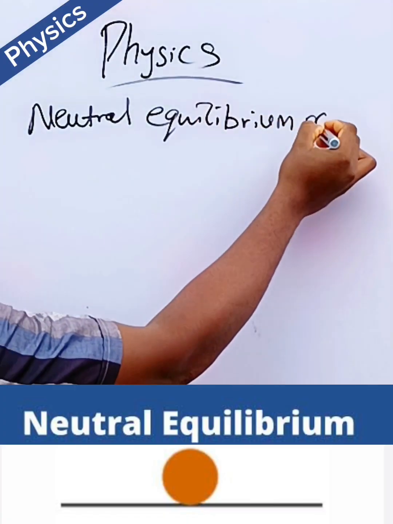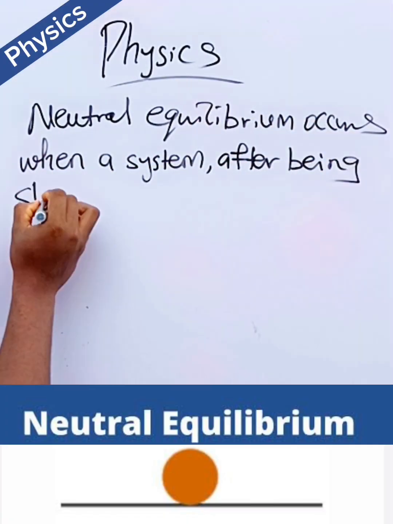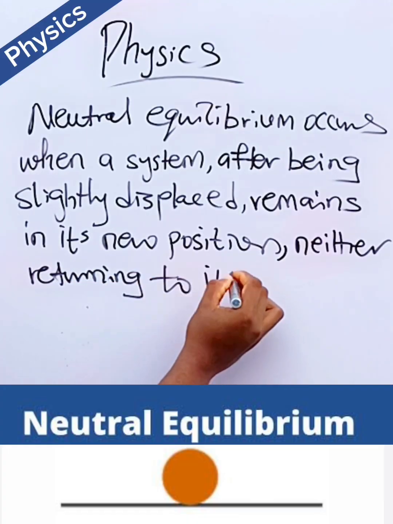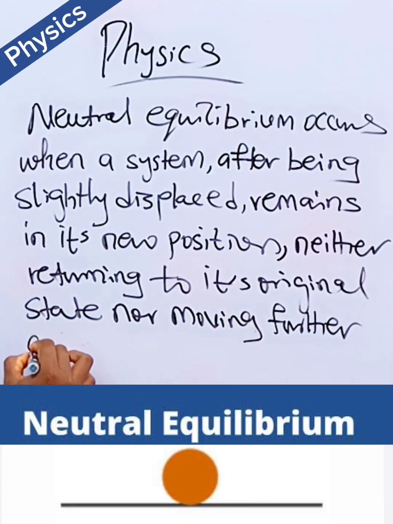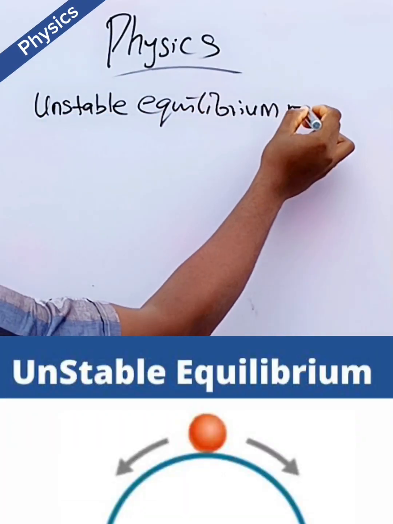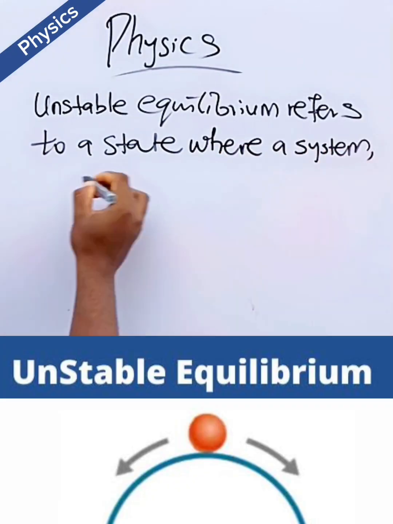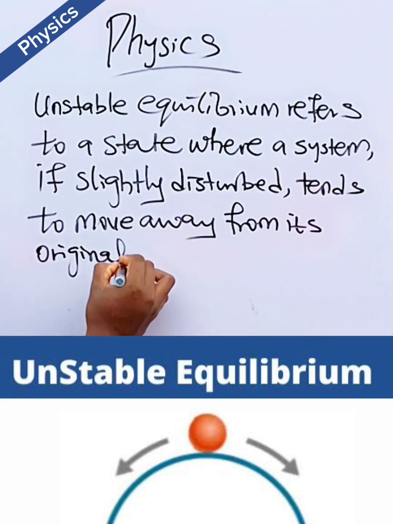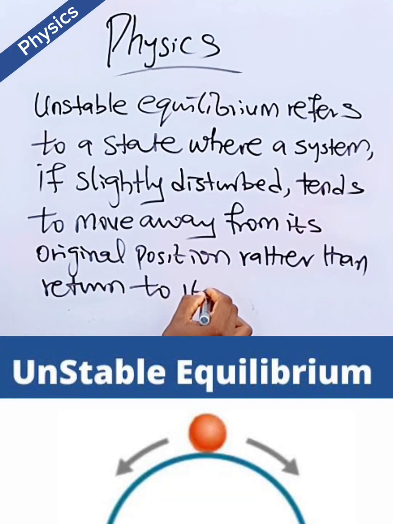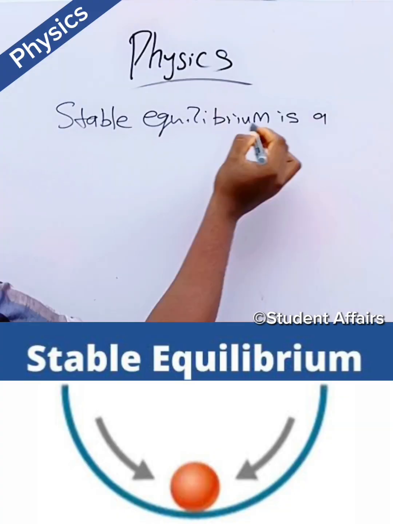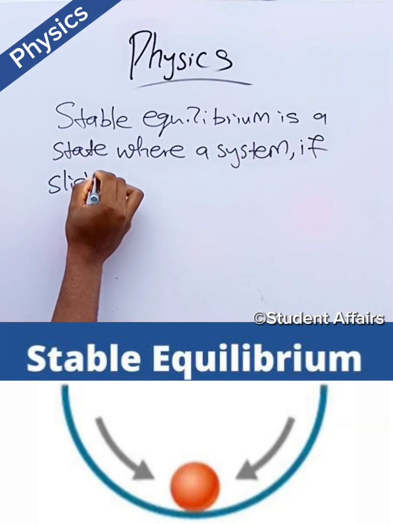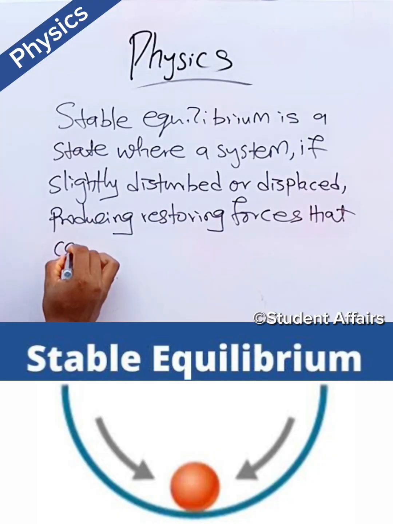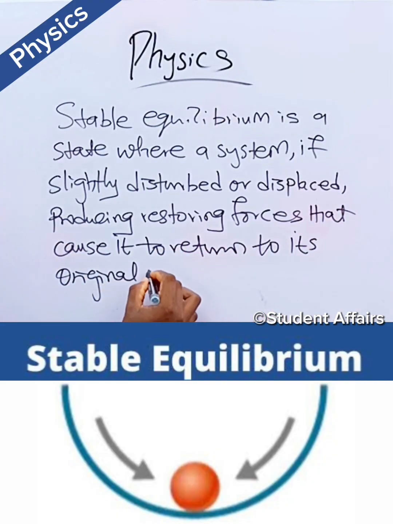Neutral equilibrium occurs when a system, after being slightly displaced, remains in its new position, neither returning to its original state nor moving further away. Unstable equilibrium refers to a state where a system, if slightly disturbed, tends to move away from its original position rather than return to it. Stable equilibrium is a state where a system, if slightly disturbed or displaced, produces restoring forces that cause it to return to its original position.